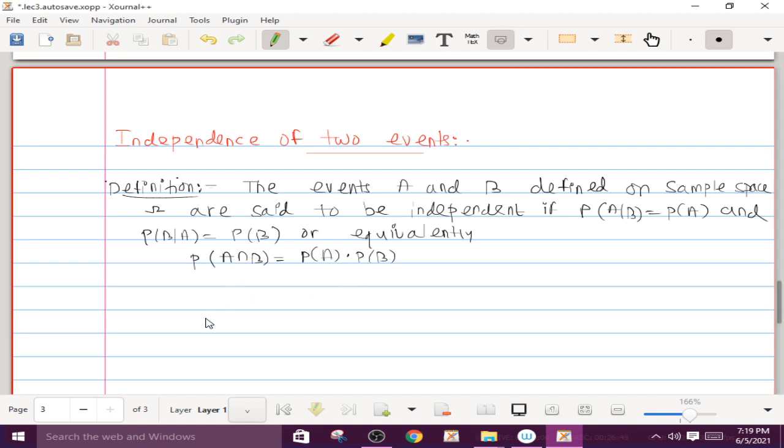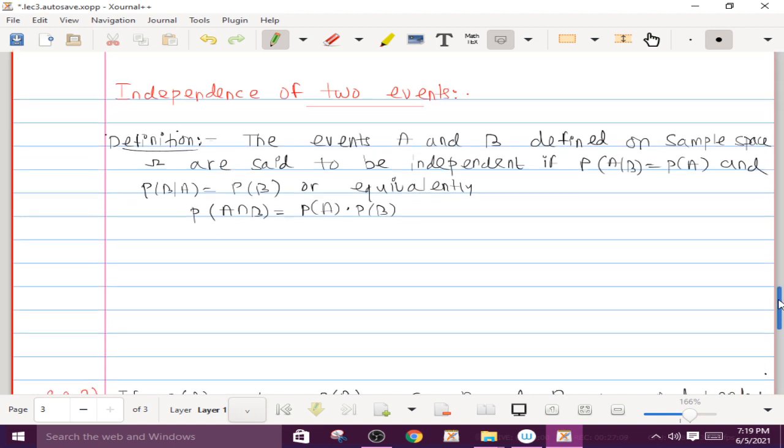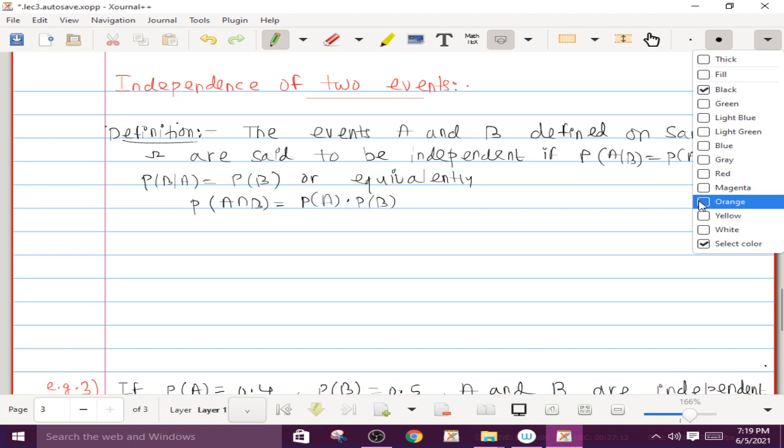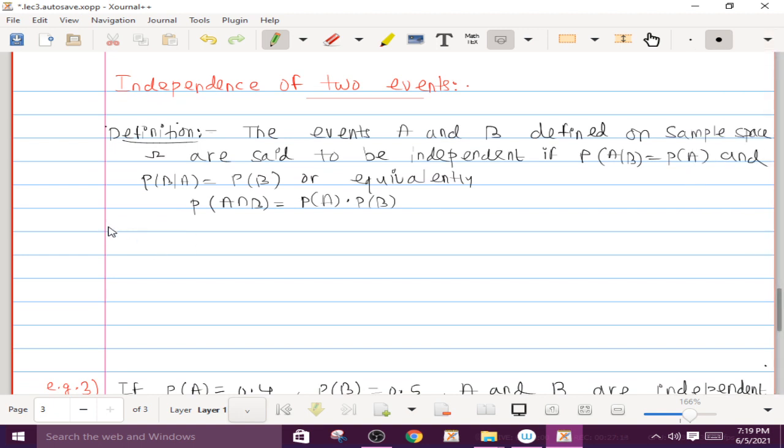Generally the definition of independence of two events is defined like this: the events are independent if probability of A intersection B is equal to probability of A into probability of B. Okay, but we can also define it as if probability of A given B equals to probability of A and probability of B given A equals to probability of B, then we call the events are independent. Okay, let's see some theorems. Okay, some theorems on independence of events.